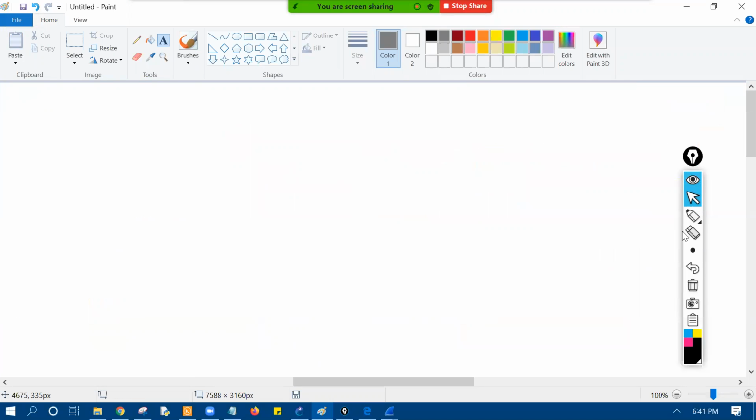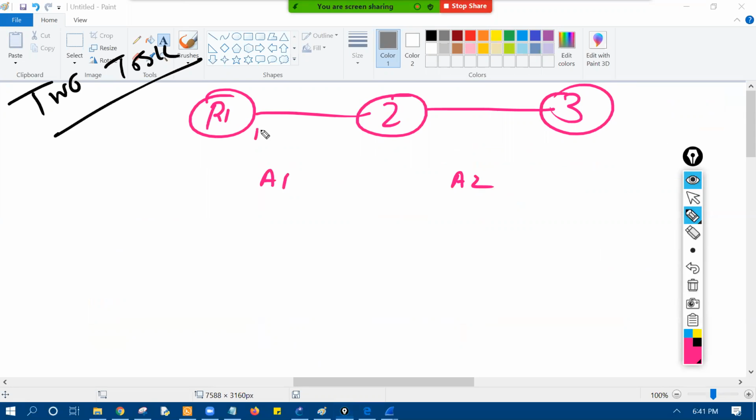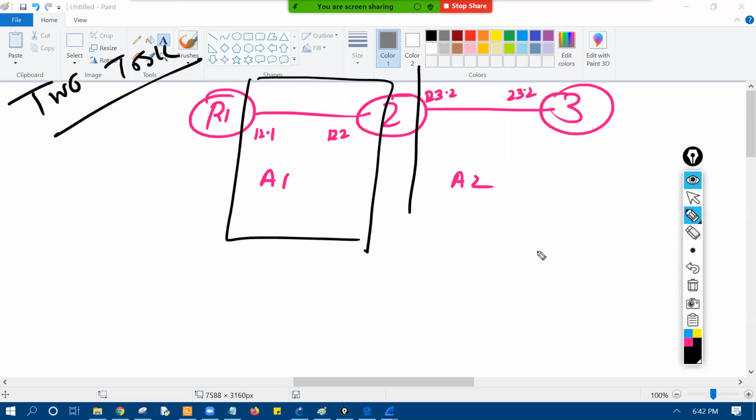Now, 2 tasks for you. Task 1: these routers are sitting in area number 1, and these routers are sitting in area number 2. This is task 1.